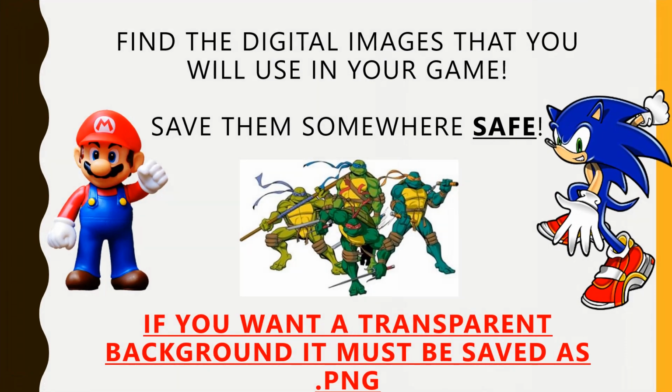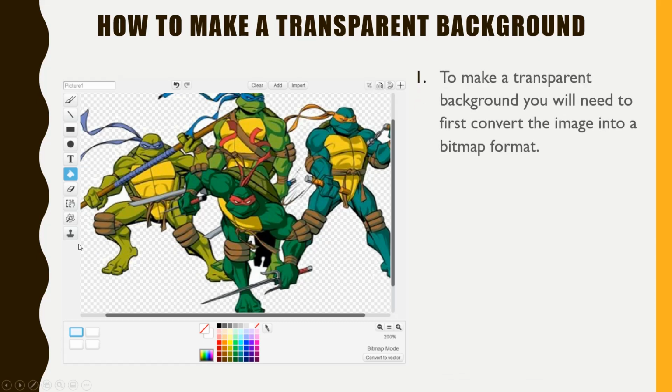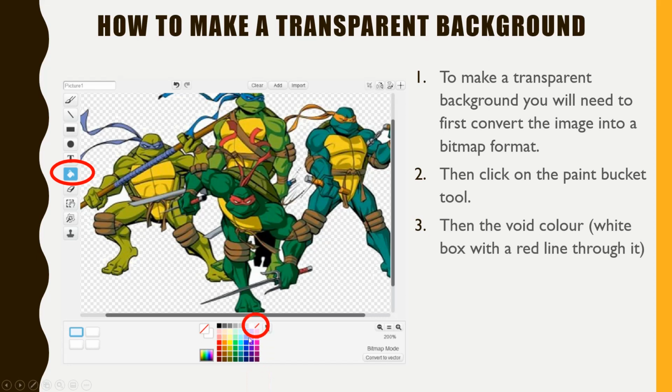When using digital images, a lot of you have been downloading them off the net. Please make sure you change the background to be transparent so it looks a little bit more professional. So here's a simple tutorial on how to do that. In Scratch, you can open up the image like so. To make it transparent, you need to make sure it's in bitmap mode, not in vector. You then need to click on the paint bucket, which is over here on the left, and then change the void color to be white with the red line through it.